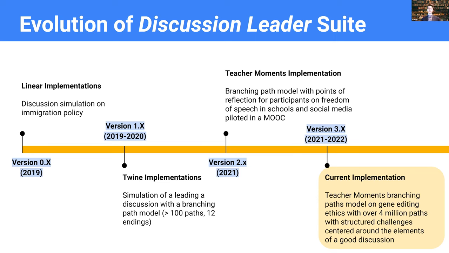And we piloted one version about freedom of speech in a MOOC. The current implementation I'm talking about today is a branching path model on gene editing ethics. This one has over 4 million paths, 21 to the 5th possible options. There are structured challenges centered around the elements of a good discussion, with 5 different student groups you speak with. At each group, the difficulty gets harder and there's a different skill to practice.